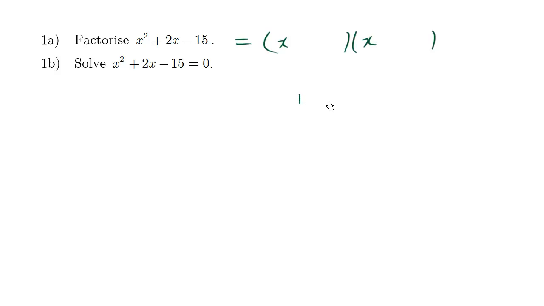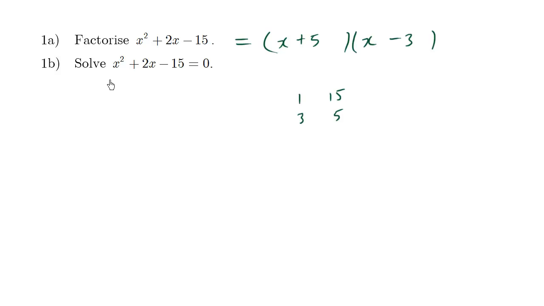You can list the factors here. 1 and 15, these don't add to be 2. Let's try 3 and 5. 3 and 5 look like they can end up being 2. So we're going to choose positive 5 and negative 3. Positive 5 times negative 3 is negative 15. Using FOIL, negative 3x plus positive 5x is positive 2x. So this here is the factored form.